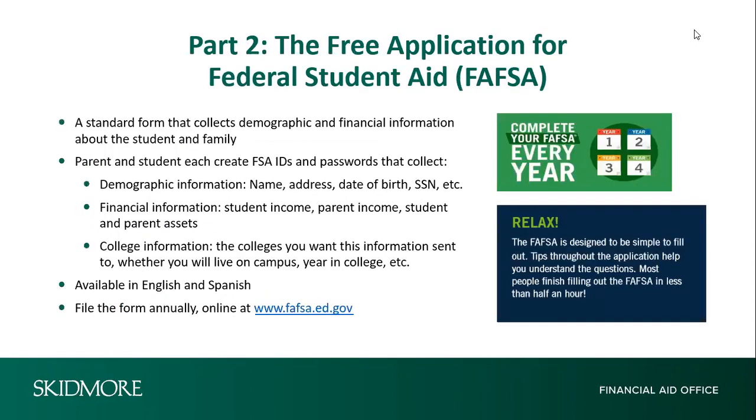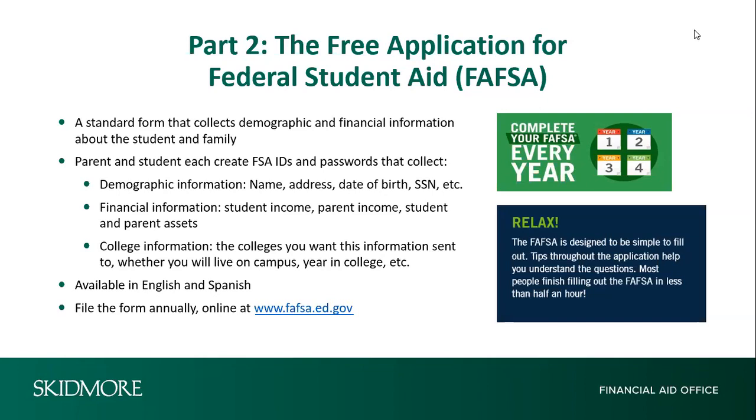So now it's a deeper dive into the FAFSA, the Free Application for Federal Student Aid. It's just a standard form. It collects a lot of demographic information from the students and the parent. Things like, what's your name, what's your parent's name, what's your address, what's your date of birth, what are your parents' dates of birth, what is your Social Security number, what is your parents' Social Security number, etc. So a lot of very basic information that you'll have no trouble data entering.